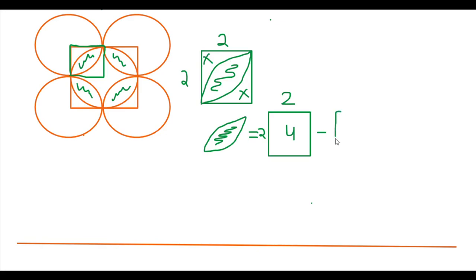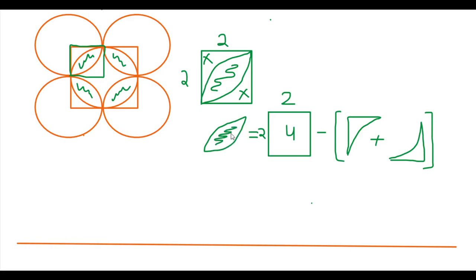I'm going to put them in a bracket because I need to add them. So the first one which I want to remove, or which I don't require, is this L shape over here, plus another L shape over here. If I add these two up, and I subtract it from this area of 4, which has 2 and 2 sides, I'm going to get the area of this leaf-like shape.